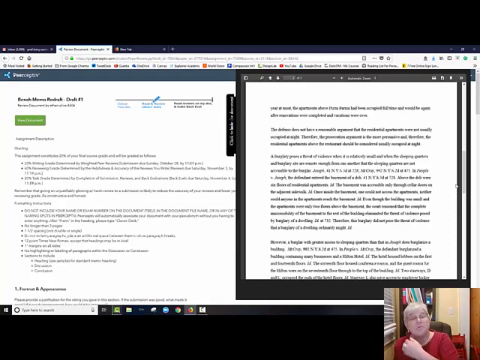And so there were some arguments you could make for the defense, but there's also no reason that you couldn't concede this. So here, the defense does not have a reasonable argument that the residential apartments were not usually occupied at night. Therefore, the prosecution argument is the more persuasive, and therefore the residential apartments above the restaurant should be considered usually occupied at night. I have a little bit of therefore build up. I would probably take one of those out.